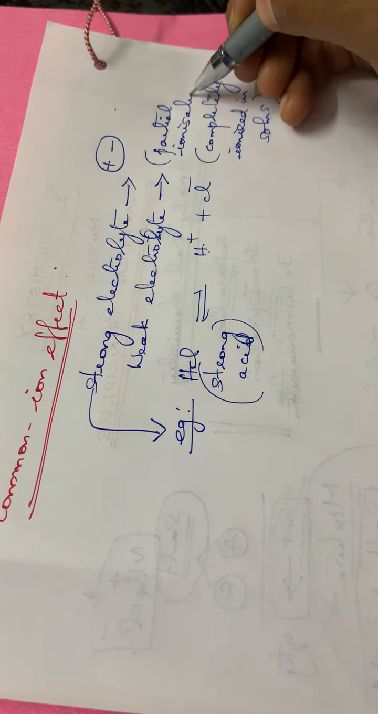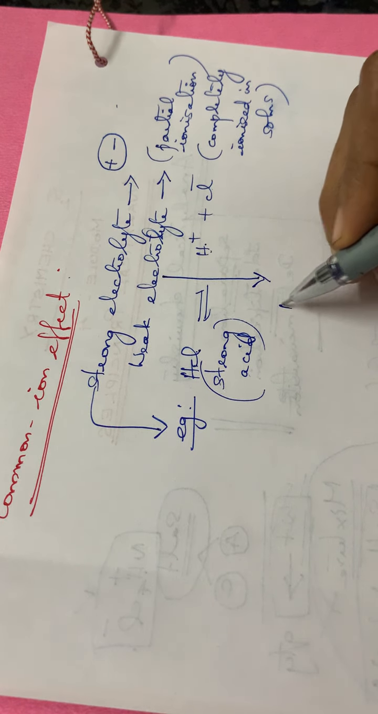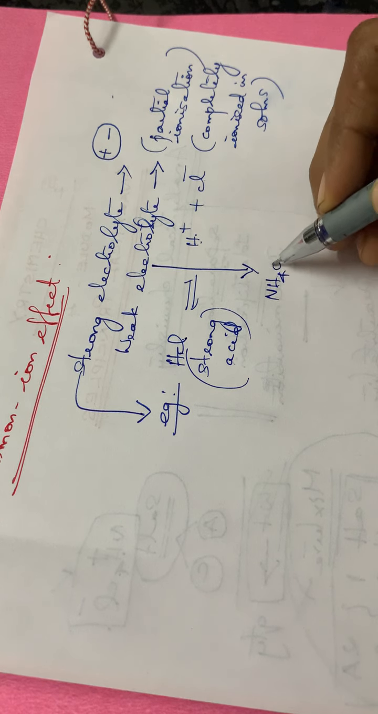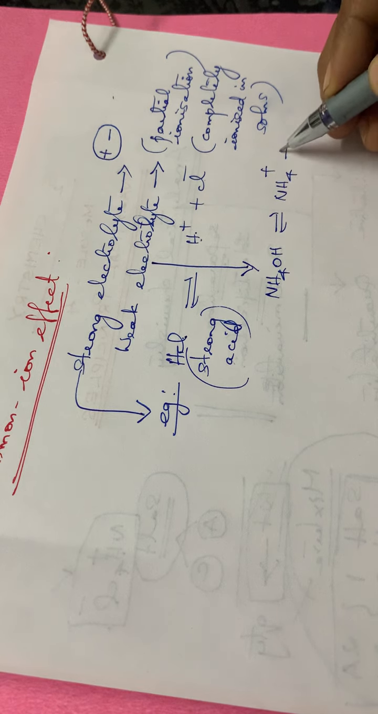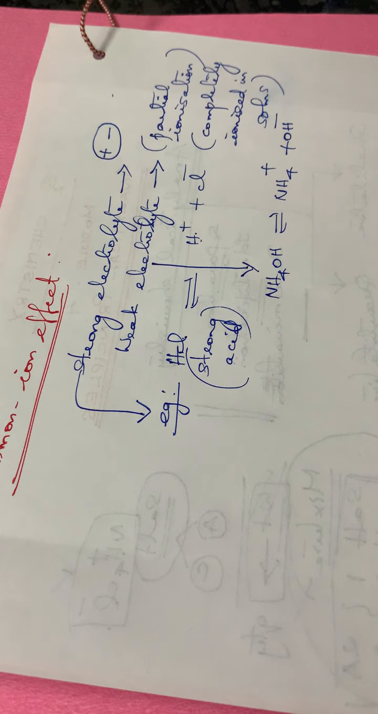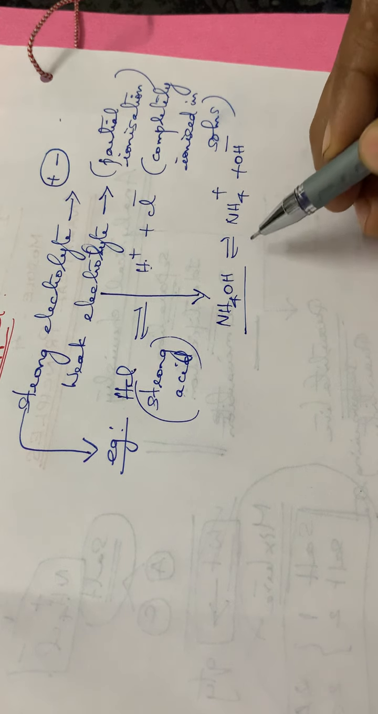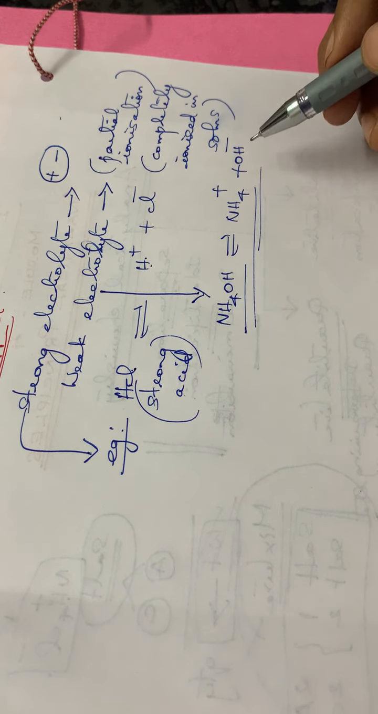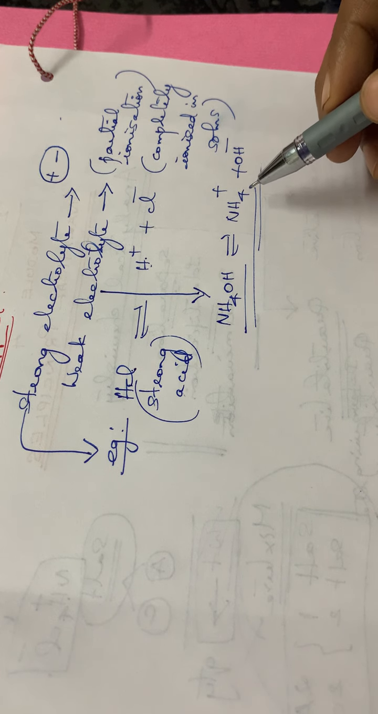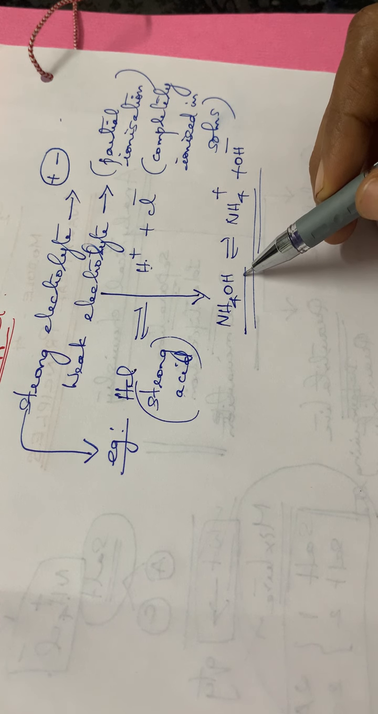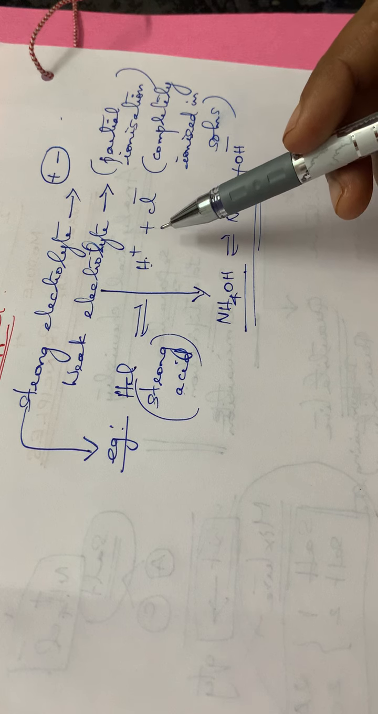Partial ionization takes place in the case of a weak electrolyte. I am writing an example for a weak electrolyte, say ammonium hydroxide. Ammonium hydroxide will be ionizing as NH4 plus OH minus, and it will not be completely ionized in solution. Only 50% or 70% will be ionized. Only partial ionization takes place in the case of ammonium hydroxide. Hence, we can call it a weak electrolyte. So that is the difference between a strong electrolyte and a weak electrolyte.